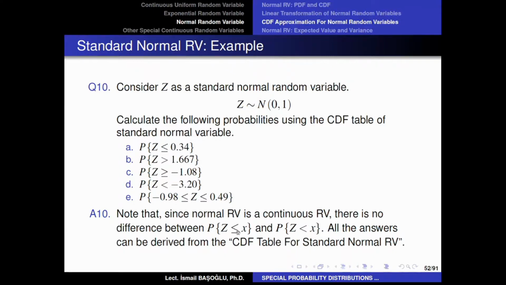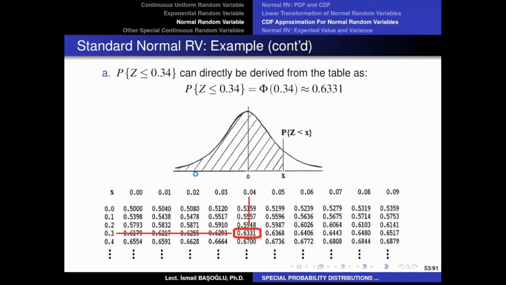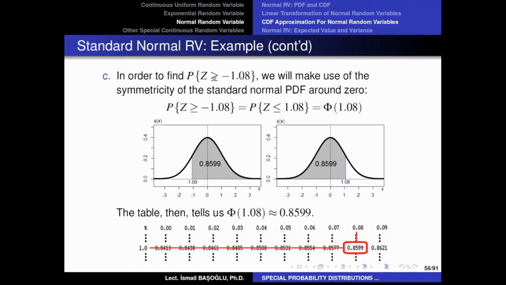So they are the same. I do not care if I have an inequality or a strict inequality if I am dealing with a continuous random variable. Now, let us calculate this third probability, which is the tail probability at a negative value. So the probability of Z being greater than or equal to minus 1.08 is what?